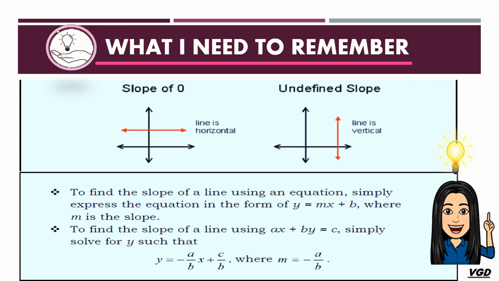Okay? The other things that you have to remember is that to find the slope of a line using an equation, you simply have to express the equation in the form y equals mx plus b, where m is the slope. And to find the slope of a line using ax plus by equals c, simply solve for y such that y equals negative a over b x plus c over b, where m is equal to negative a over b. Once again, take note of these key points.